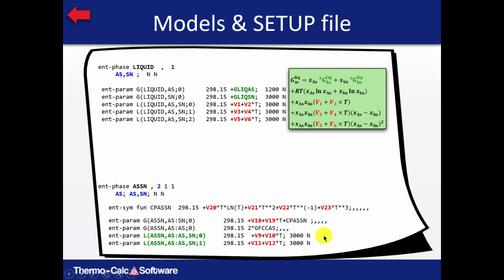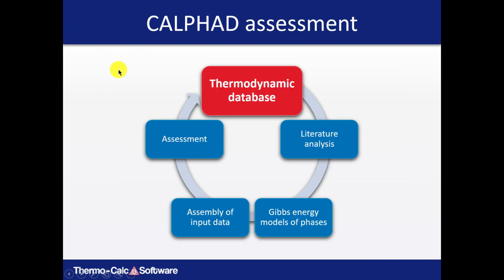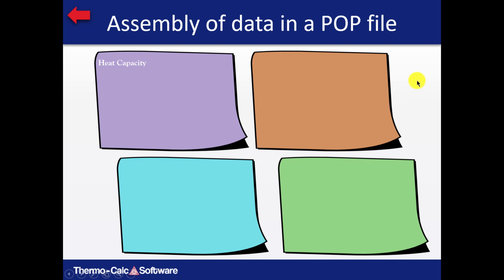As said before, the setup file includes the Gibbs energy descriptions of all phases, which themselves contain the coefficients to be adjusted. Once the setup file is created, we need to create another file which contains the experimental data. This file is called a POP file. Here, 4 examples of entering different experimental data are shown.